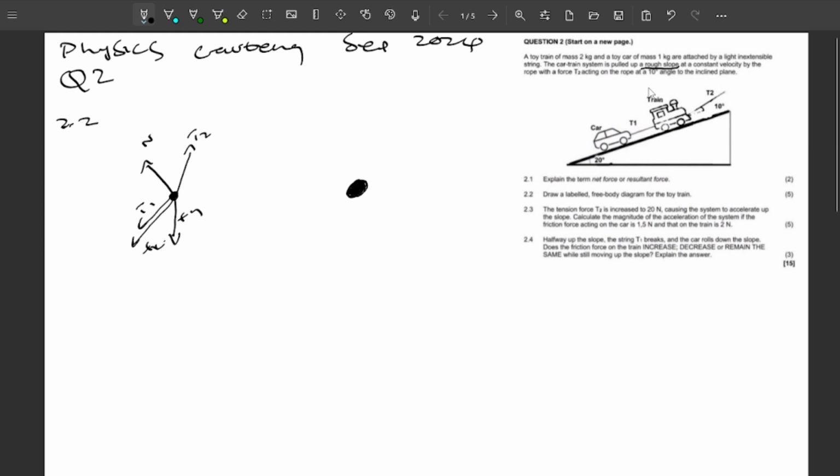So you could do it like this and say the normal, FG parallel, FG perpendicular, FG parallel, FG perpendicular.